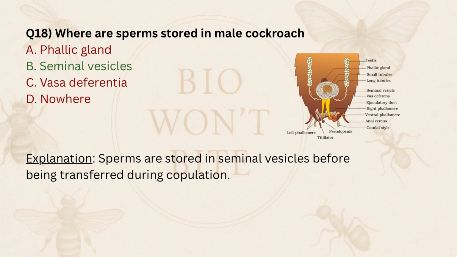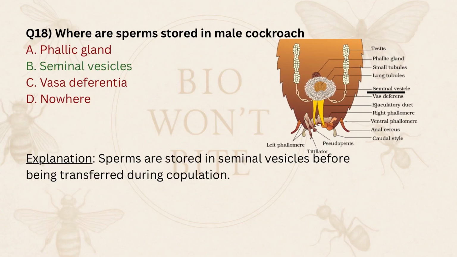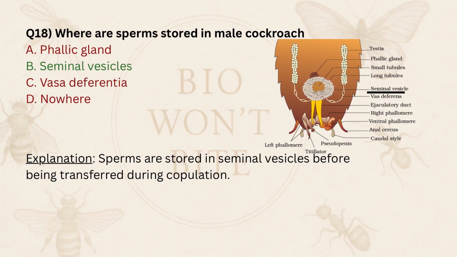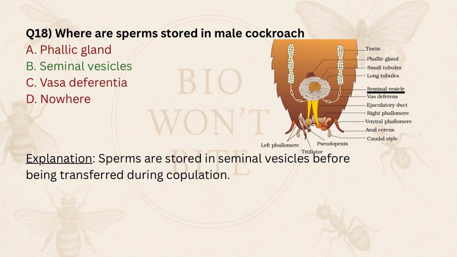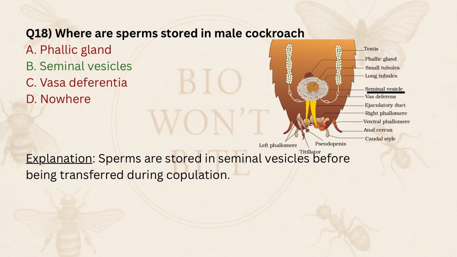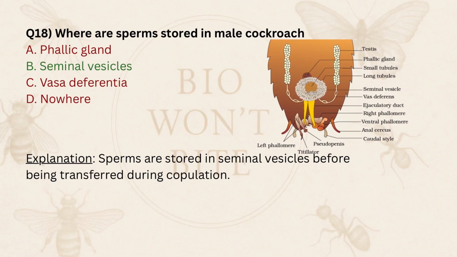Option B, seminal vesicles is the correct answer. After being produced in the testes, the sperms are transferred through vasa deferentia and stored inside the seminal vesicles until copulation. From here, they are released during mating.